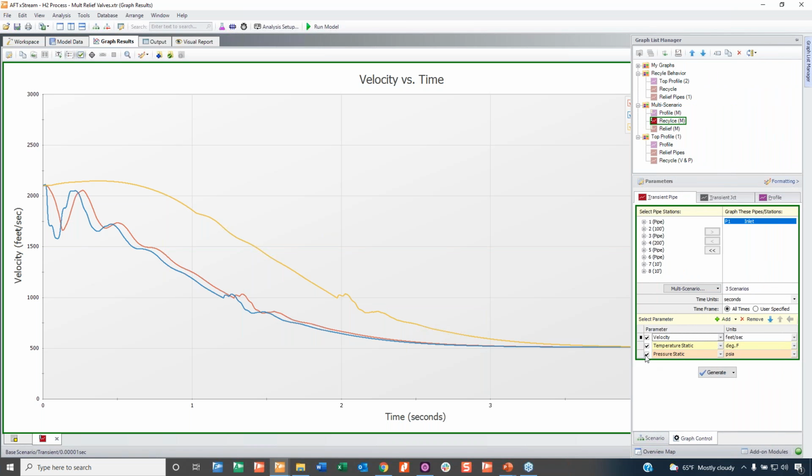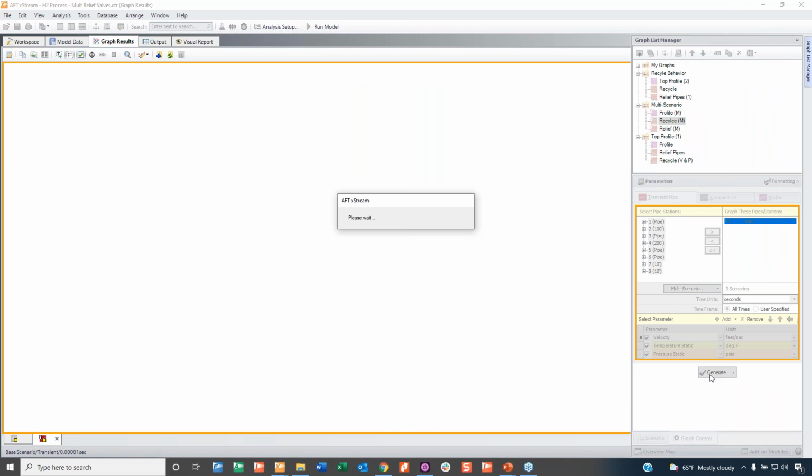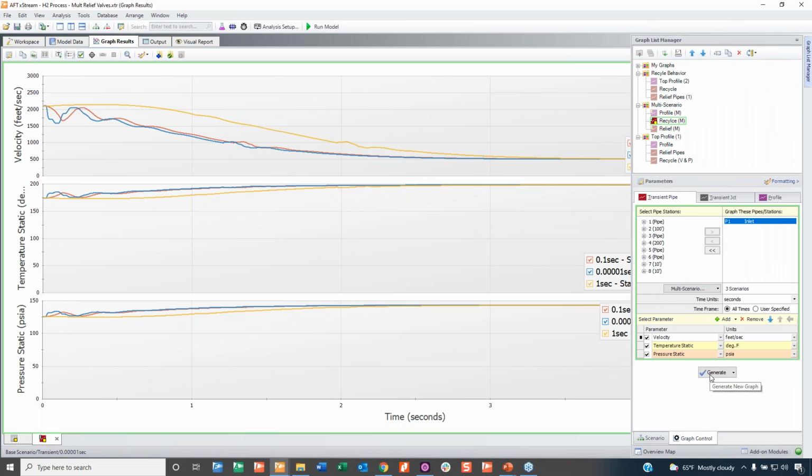I'm gonna add temperature and pressure. So remember, one of the things about compressible flow is that all these parameters are tied and you follow an equation of state. So if you look at one parameter, you really have to look at two others. Velocity, temperature, and pressure are all related by that equation of state. So why does this happen and not happen when it's a slow closure?